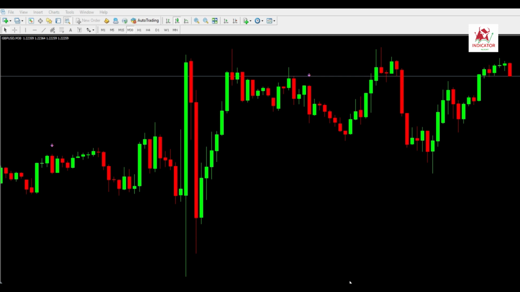Key points: identifies bullish and bearish engulfing trading patterns. Appears as signal arrows. Price action. Indicator can be fully modified in the inputs tab. Great tool for pattern traders.